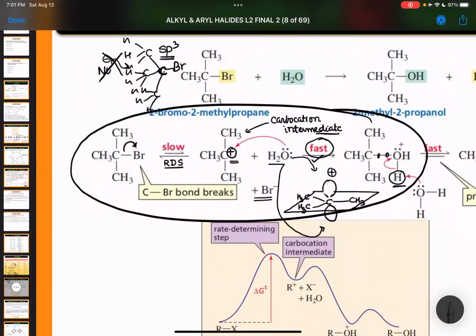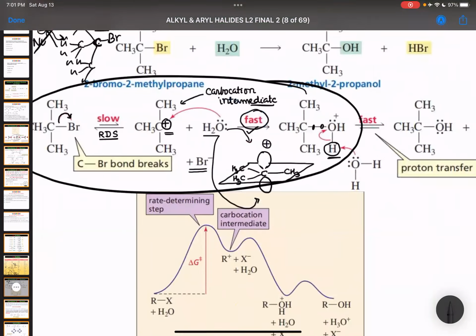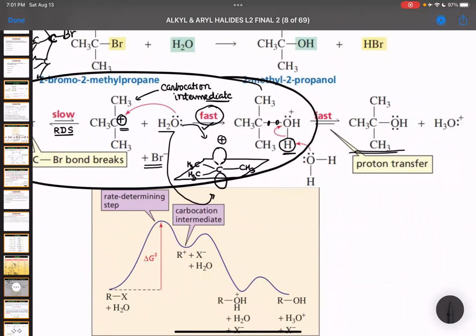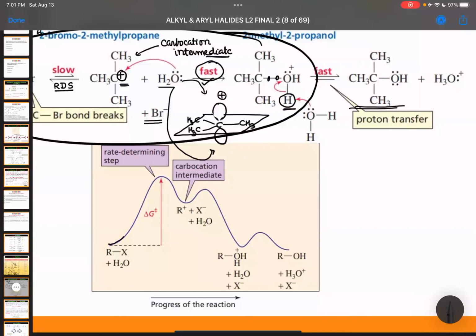So the first step is departure of the leaving group, followed by attack of the nucleophile, right? Yes, sir. Clear? So this leads to the formation of a product, and this is the energy profile. You have alkyl halide, and this is a difficult step. As you can see, this is the activation energy, it is very high. Here you end up with an intermediate known as carbocation intermediate, and this hump is known as the transition state.